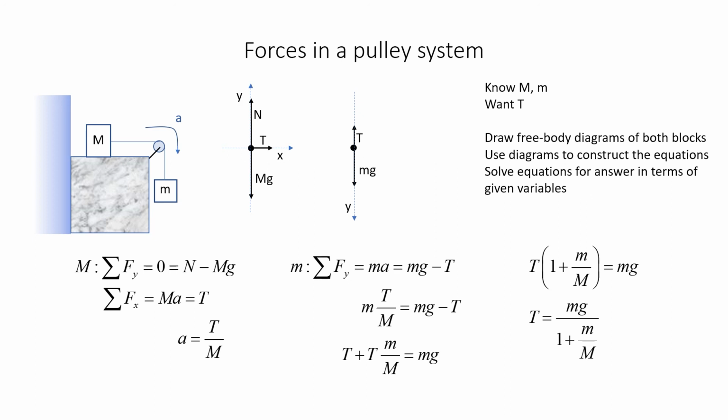So to recap, we've drawn free body diagrams of both blocks. We use those diagrams to construct the equations. Then we solve the equations for our answer in terms of given variables.